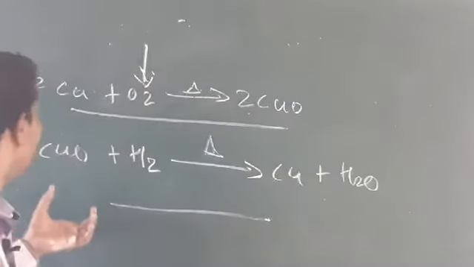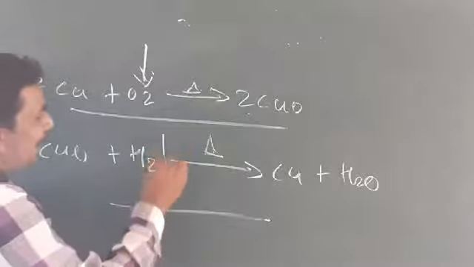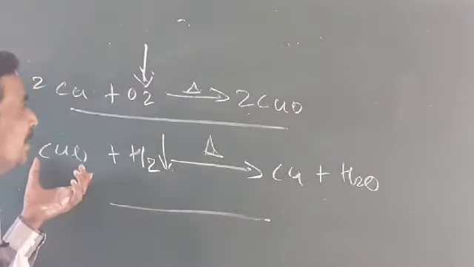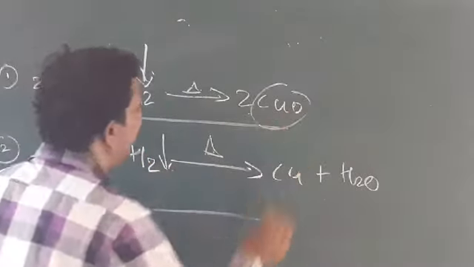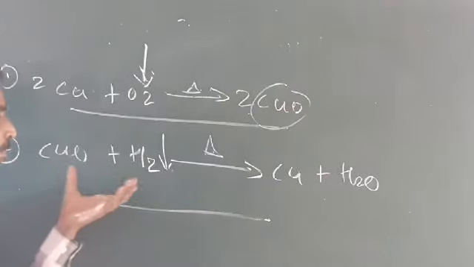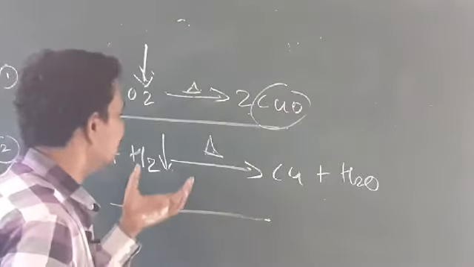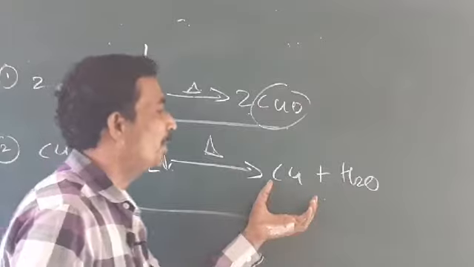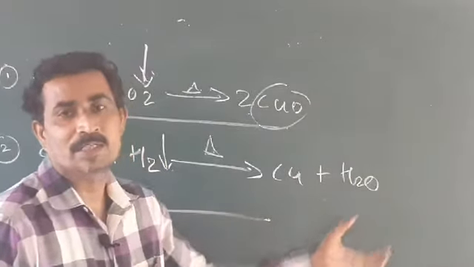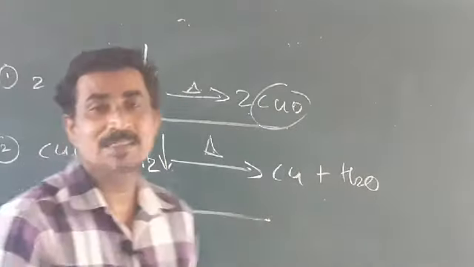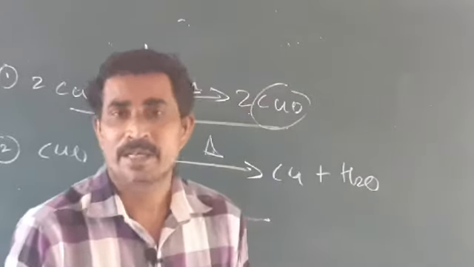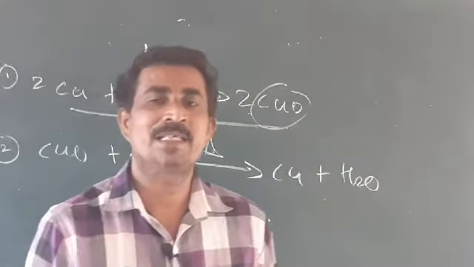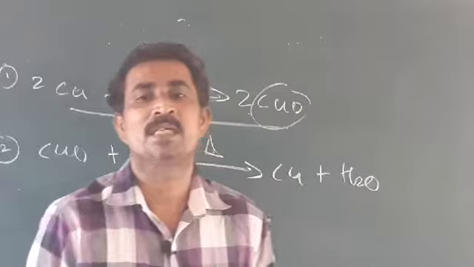Then for the second, what is the reaction? We took the copper oxide product formed, and to that copper oxide we again added hydrogen. The products are water and copper; the second product we can find is water. After this activity we want to know that in a redox reaction, both oxidation and reduction are going on.